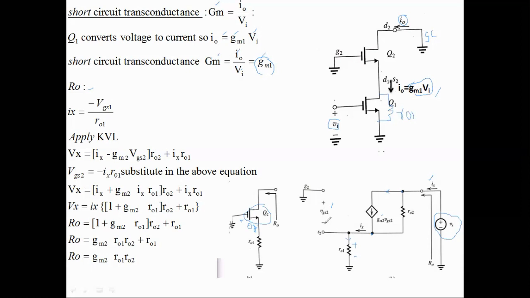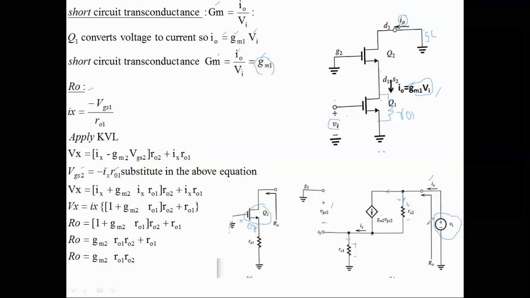Just see here, minus is connected to S2, plus is connected to S2. So plus is grounded here, minus is grounded, so that VGS2 equals minus Ix times R01. This minus sign is due to opposite polarities. Now the current flowing through R02 is the total incoming current, Ix minus gm times VGS2. That current entering is positive, leaving is negative.